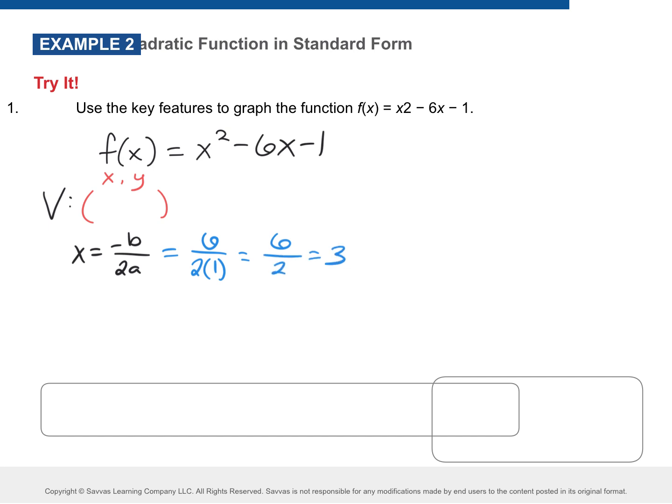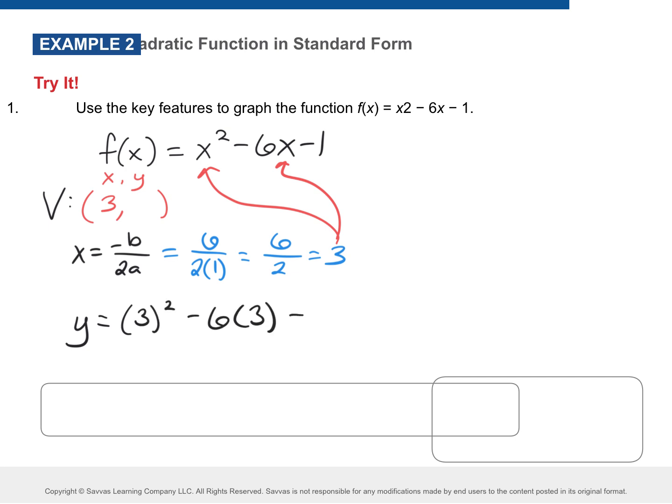Again, what did I just find? That's the x value. What do I need for my vertex still? The y. How do I find the y? Plug 3 in for both x's. So I have y equals 3 squared minus 6 times 3 minus 1. Again, why do I put parentheses around things I plug in? So I don't make little mistakes. What's 3 squared? 9. 6 times 3? 18 minus 1.